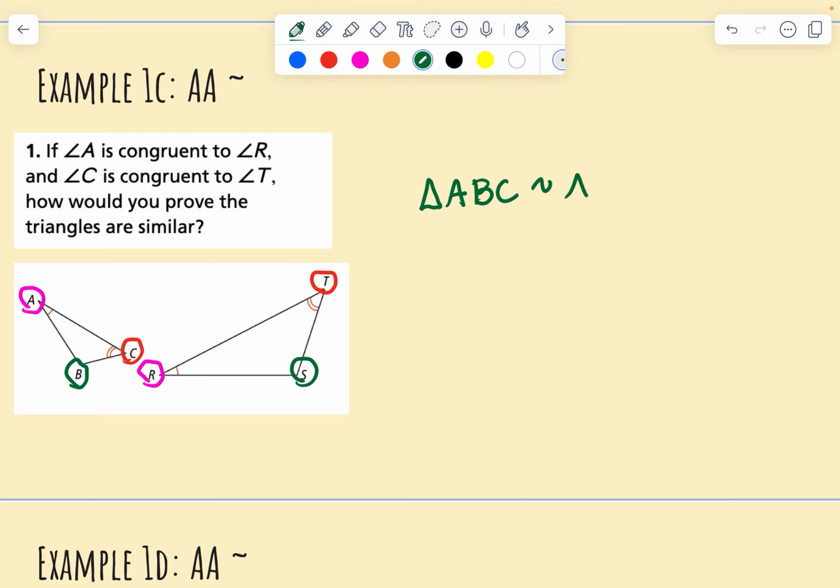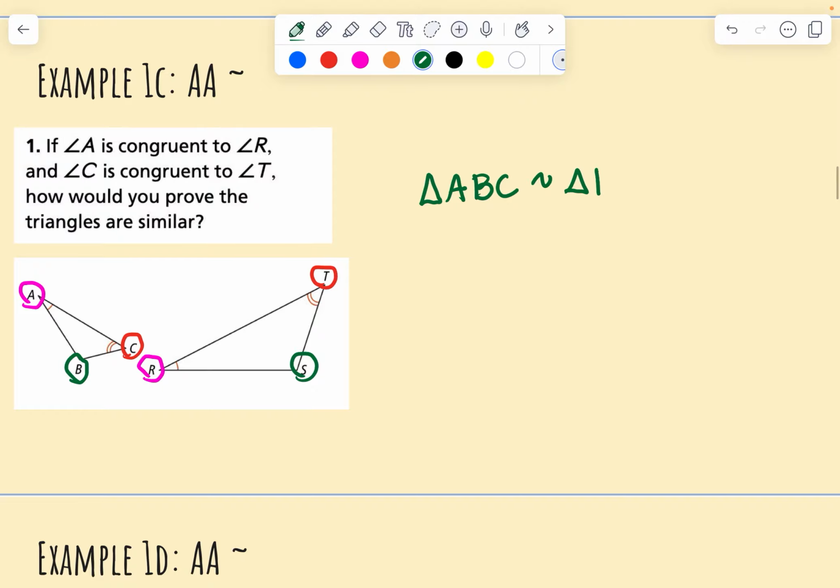is similar to triangle... You have to make sure that you line up the letters. So since A and R are the same, R will come first. B and S are the same, so S will come second. C and T are the same, so T will come third. So they are similar by angle-angle.